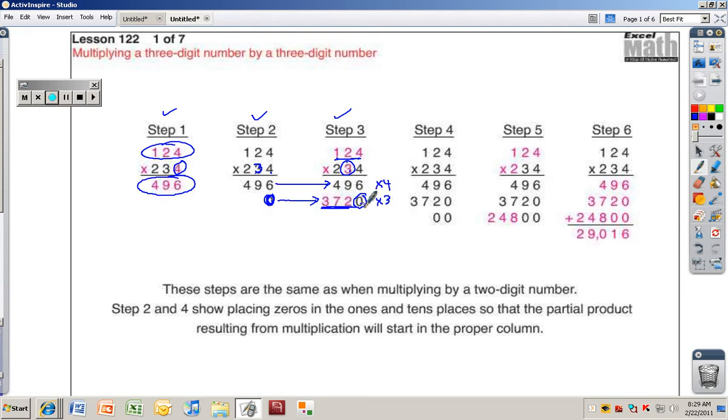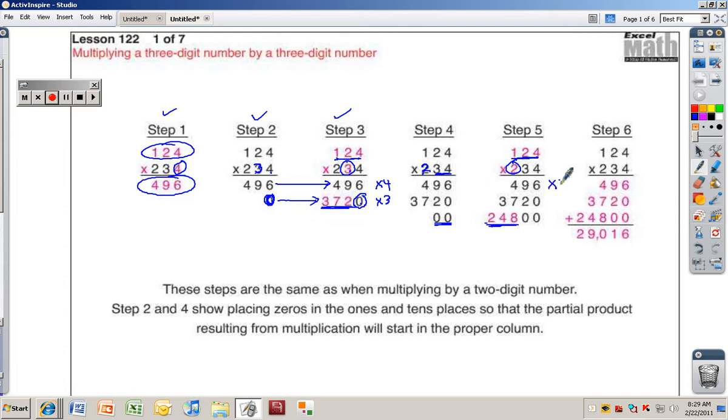And step 4, we then go to multiplying it. Actually, we're going to be multiplying it by a 2, so that we need 2 zeros for the placeholders for the tens place and the ones place. And then we go ahead and multiply 124 times 2. That number is right here. 124 times 2 is 248.